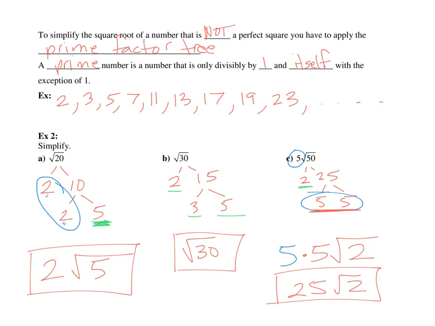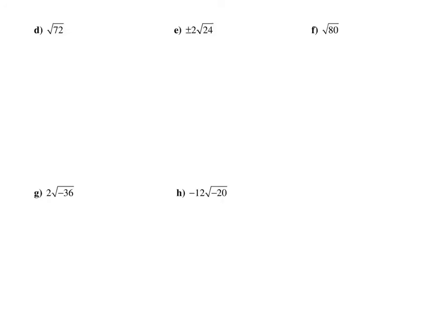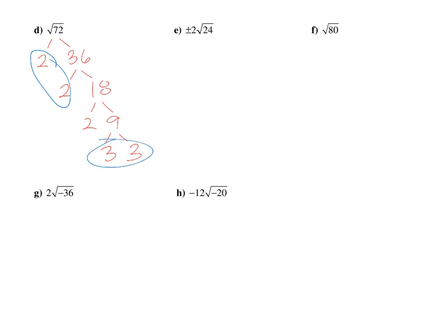Let's do a couple more examples. Okay, 72. Smallest prime that goes in there, 2 times 36. All right, now 36 breaks down into 6 times 6, but keeping with the smallest prime rule, I'll do 2 times 18, and then I'll do 2 times 9, and then 3 times 3. Okay, now what do I have a pair of? I have a pair of 2s, and I have a pair of 3s, and I have this 2 left over.